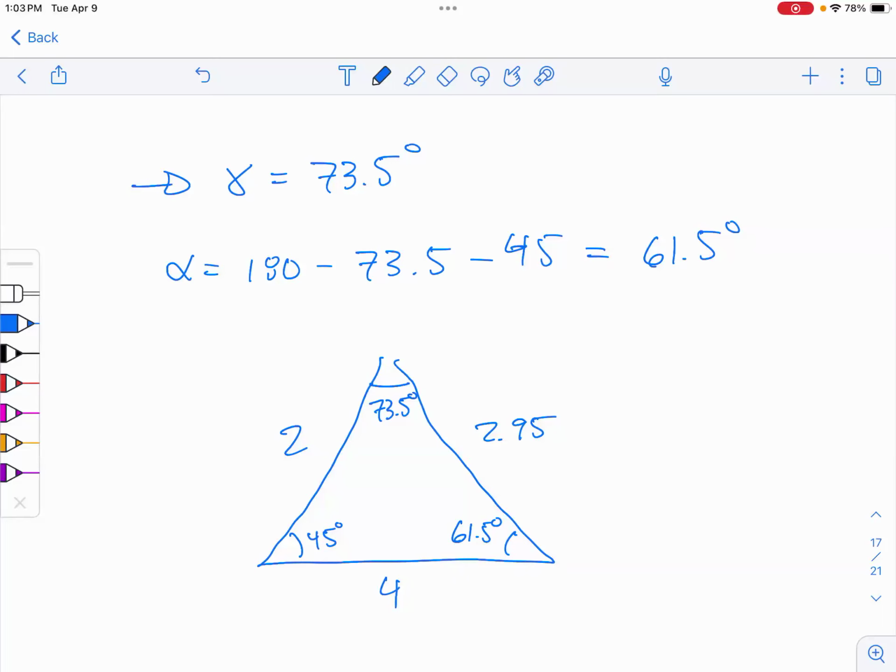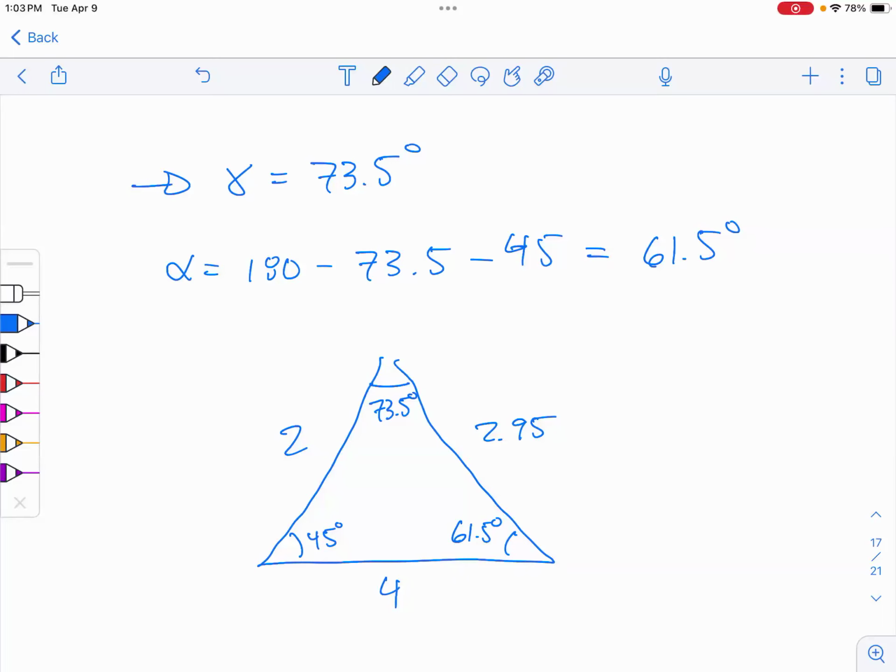I know this didn't work because the smallest angle and the small side have to be matched up, then medium and big. Sometimes it's just bad luck, and I always end up picking this one the incorrect way. If we redo that, I start with sine 45 all over 2.95, but now I'm going to pick sine of alpha over 2. So exact same thing, but I picked the other angle.